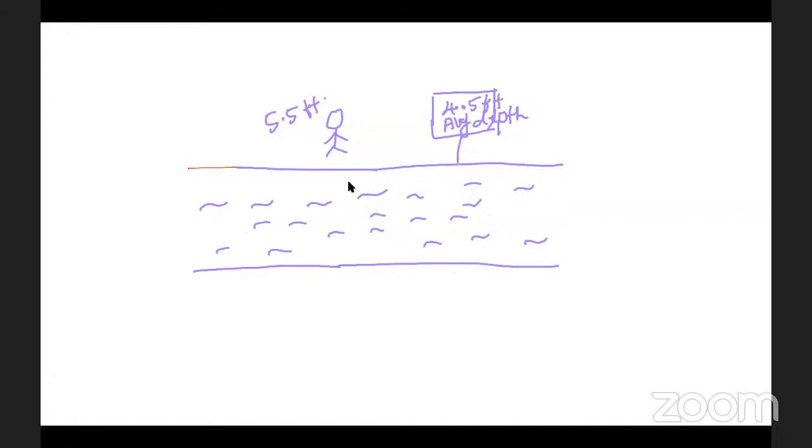Now the question is, what would you advise this person? Whether this person can go ahead and cross the river, or he should not cross the river. You can post your responses in the chat window.